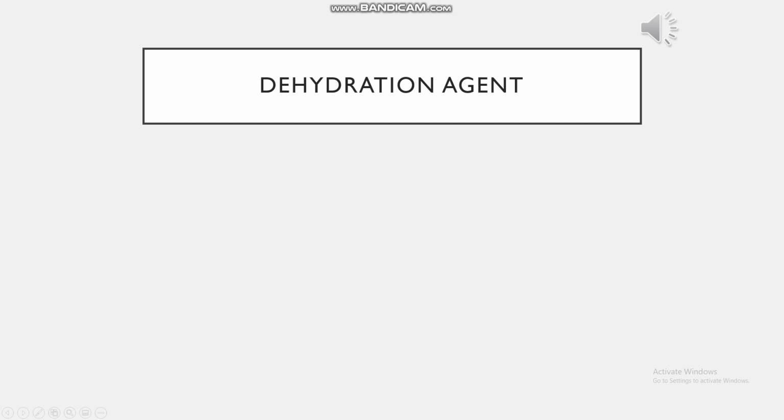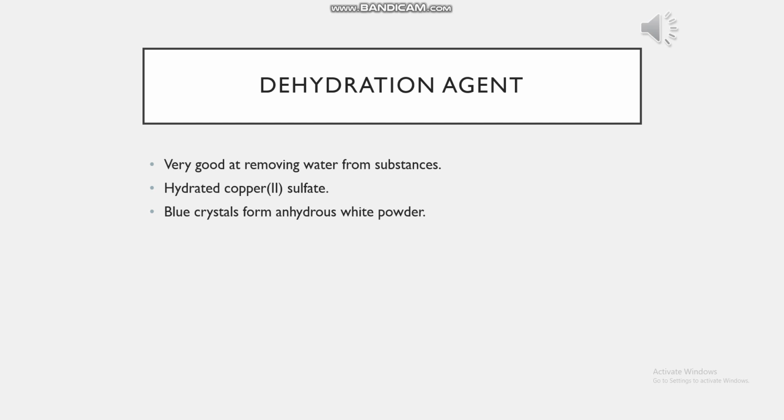To finish, we will look at sulfuric acid and its function as a dehydration agent. A dehydrating agent is a substance that can be used to remove water from another substance. You need to know 2 examples of sulfuric acid acting as a dehydrating agent. The first is addition to hydrated copper sulfate. Blue hydrated copper sulfate crystals, upon addition of sulfuric acid, will form a white powder called anhydrous copper sulfate.